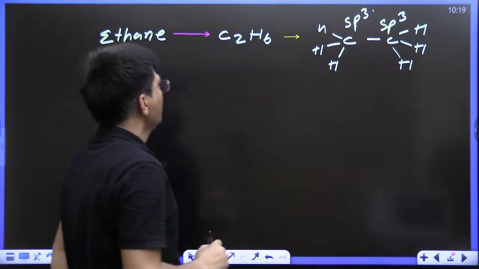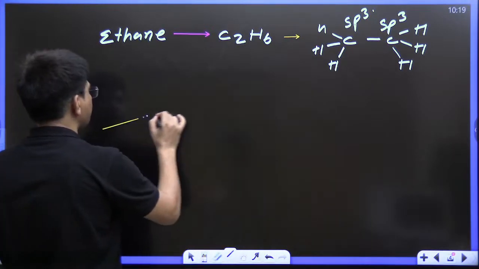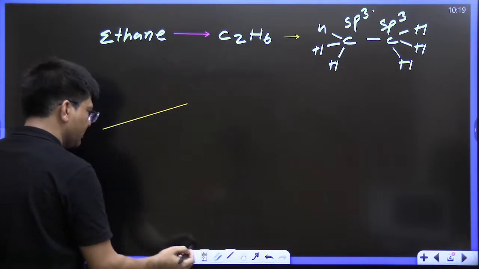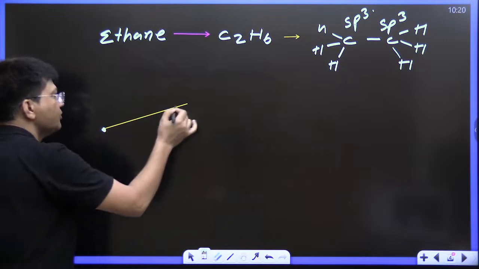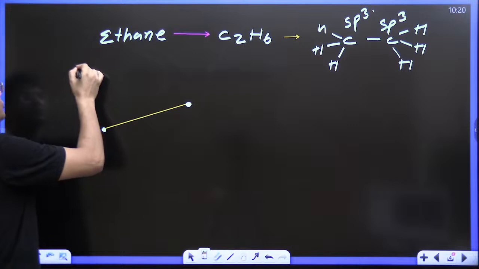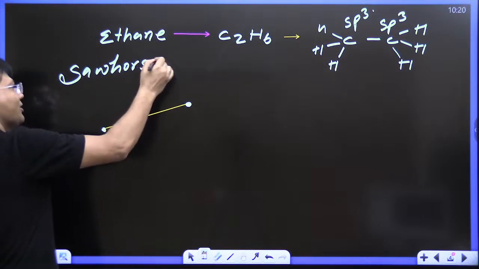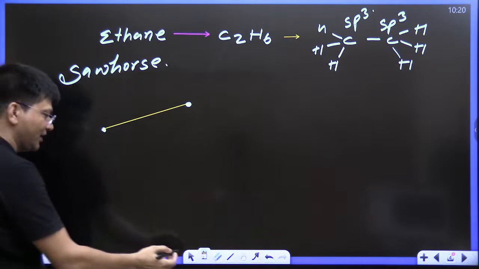Now, there are two scientists. The first scientist, I've told you, is Sawhorse. This is the slanting line, the Sawhorse view, looking like a horse. Oh my God, horse. It's the name of a scientist.